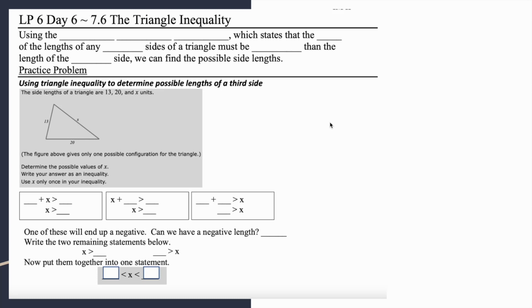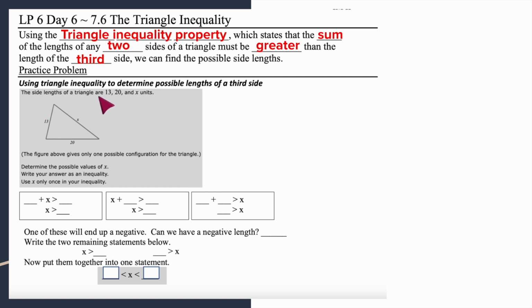All right, so we are going to look at another inequality for a triangle today. Using the triangle inequality property, which states that the sum of the lengths of two sides of a triangle must be greater than the length of the third side, we can find possible lengths for a triangle. We were just doing this one where we were looking at it to determine if they can be the lengths of a triangle. Now we're trying to determine what the lengths of the third side could be. So we're just extending this skill a little bit.